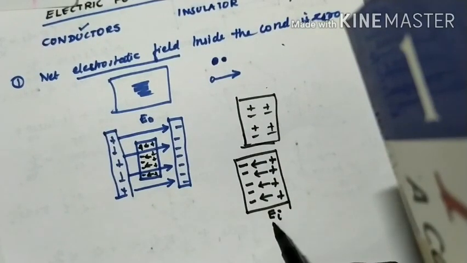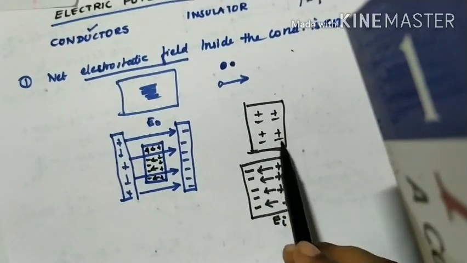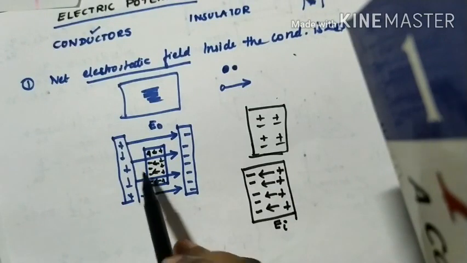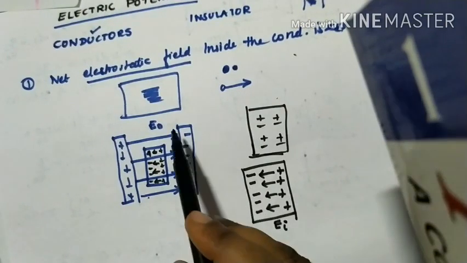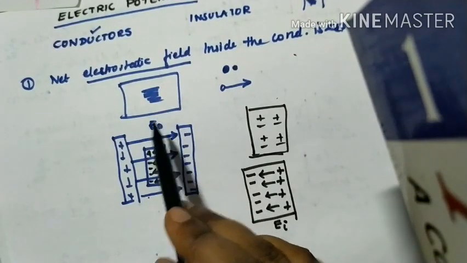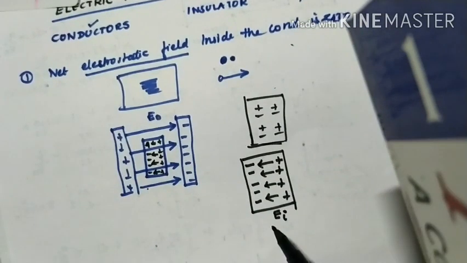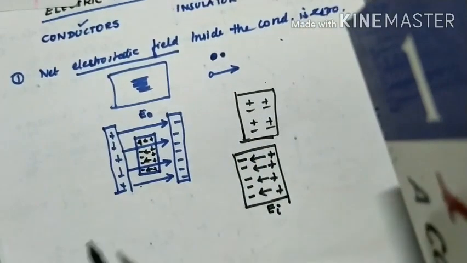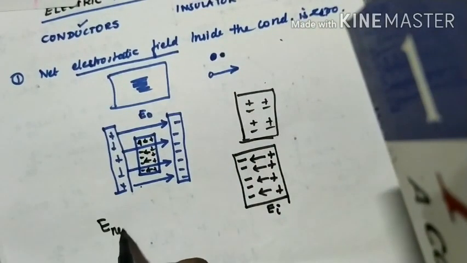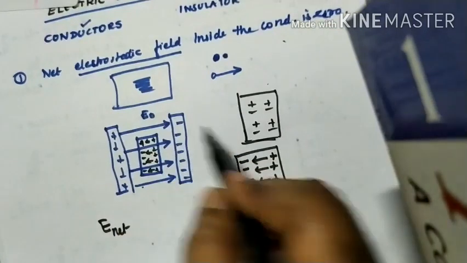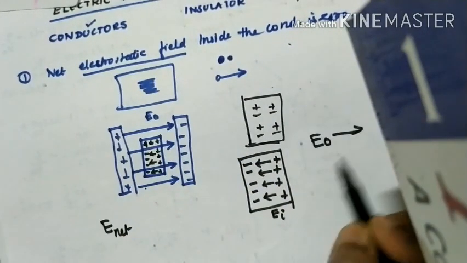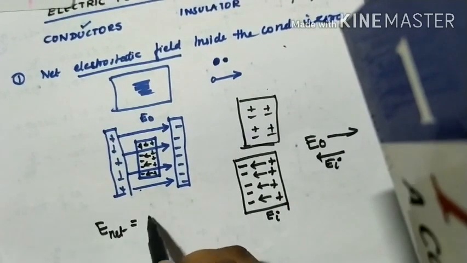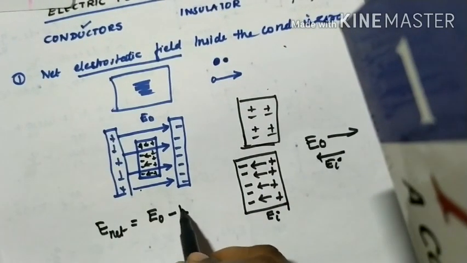Why did I say it is induced? Because in natural condition, this conductor didn't have any electric field. When I kept it in the external field, this electric field was induced by the external field. I hope you understood. Right. So what will be the entire scenario's electric field? E net. See, E naught is in this direction, whereas EI is in this direction. So E net will be E naught minus EI.